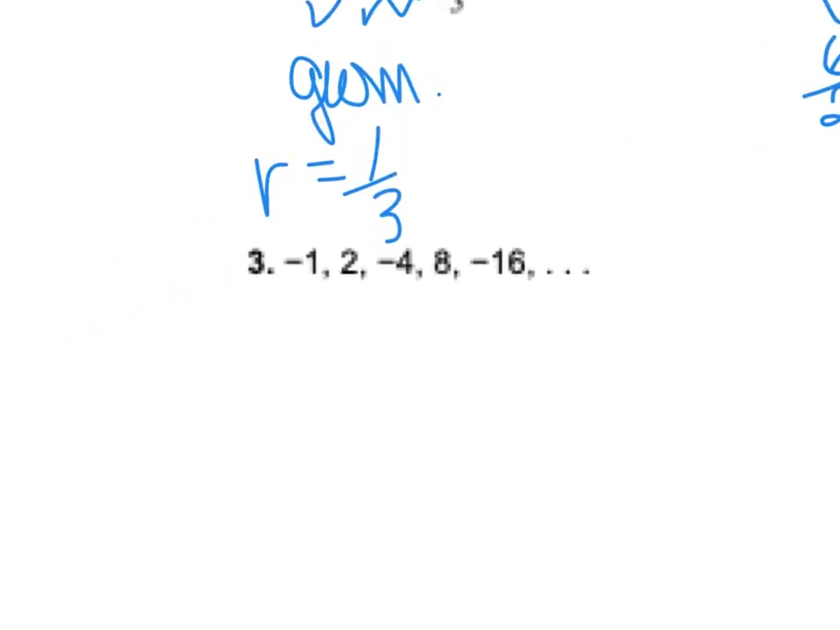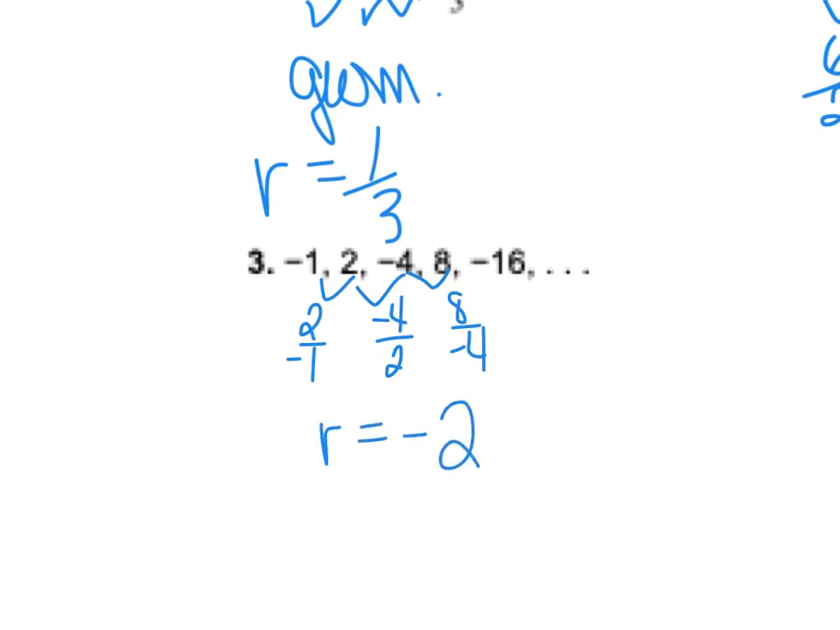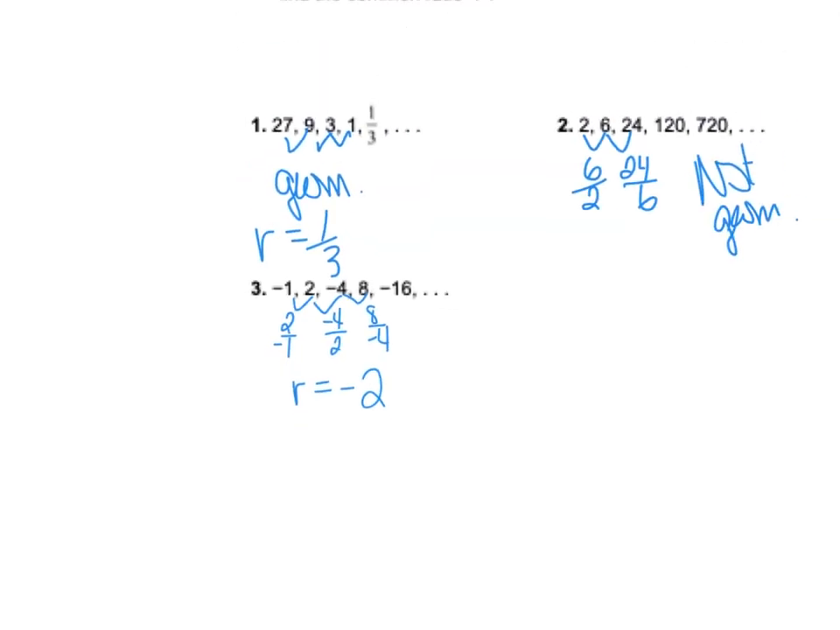If you look at the next one, you have 2 over -1, -4 over 2, 8 over -4. If you simplify all of those, they all simplify to -2, which means it is geometric, and you have a common ratio of -2. So you're multiplying by -2 each time.